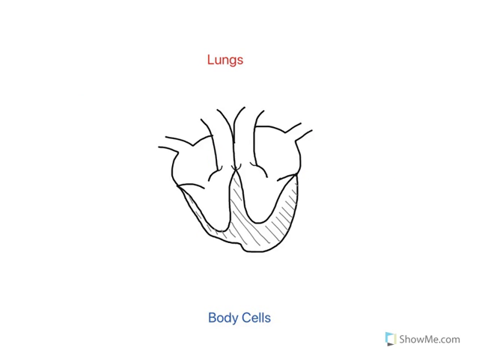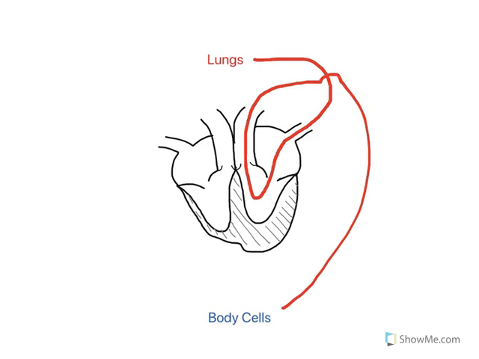So if we follow oxygenated blood from the lungs back into the heart, it returns to the heart via the pulmonary vein, through the left atrium, down to the left ventricle, and out through the aorta, where it goes to the body cells.